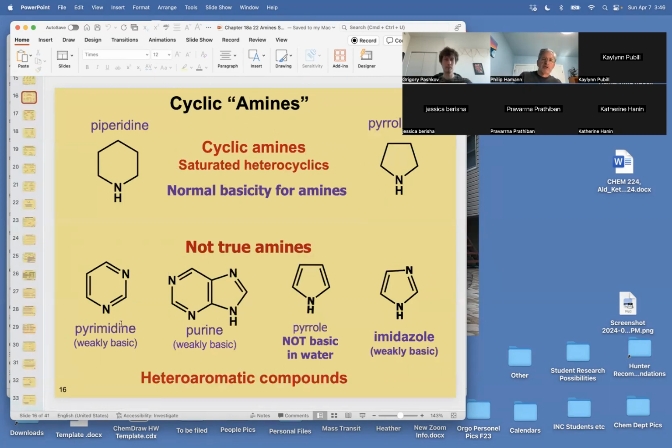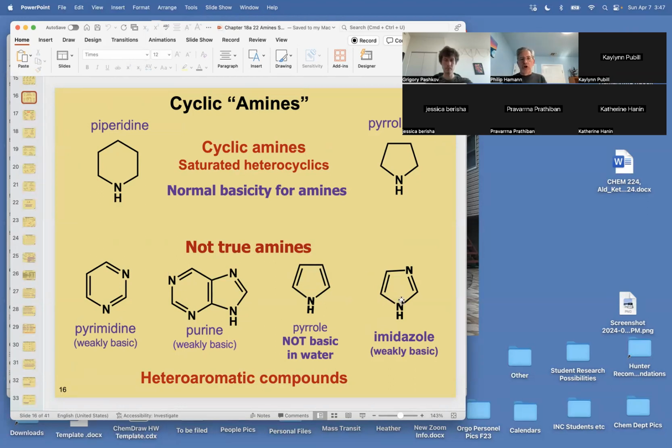Okay. So piperidine would have a normal pKa, pyrimidine. Each nitrogen would be roughly like pyridine because they play the same role. Pyrrole is not acidic. It's not a base. You have to dissolve it in pure sulfuric acid to even protonate it. So in water, it is not a base, period, because a lone pair is part of the 6-electron aromatic ring.